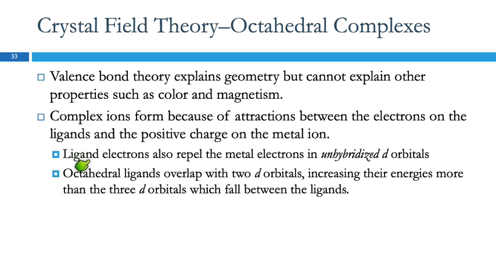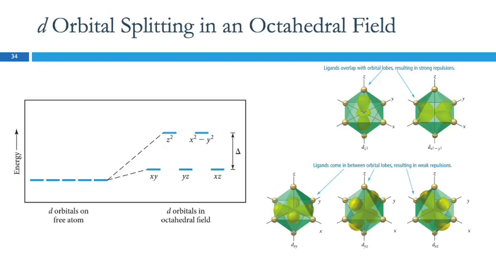Ligand electrons can also repel the metal electrons that are in unhybridized d orbitals. In an octahedral shape, we've got ligands overlapping with two d orbitals, which increases their energy more than the three d orbitals that are not included. Those fall between the ligands. So this is what we're talking about here. So this is called d orbital splitting.